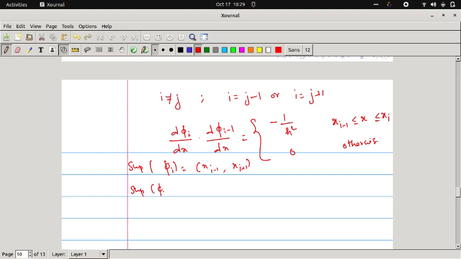Support of phi I minus 1 is xi minus 2 to xi only. So only these two have a common support. So the support of phi I times phi I minus 1 is the common part of both, the intersection of these two sets, which is nothing but xi minus 1 to xi. So this is what we will get.